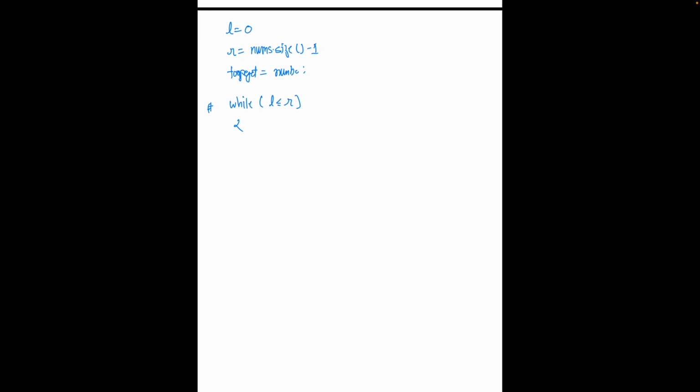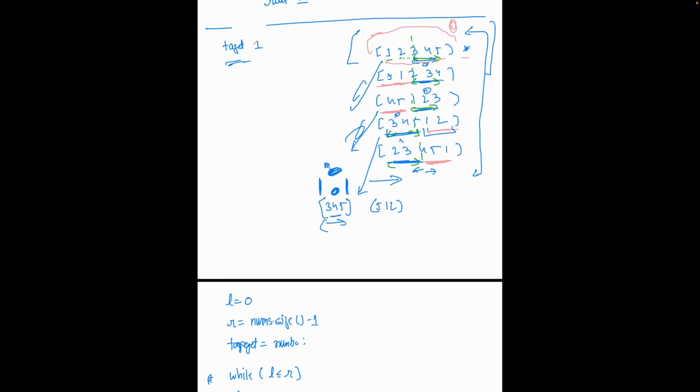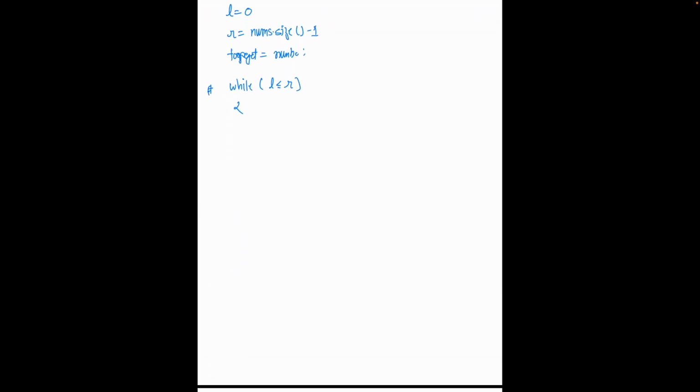So let me actually write the code for it. So left equals 0, and the right pointer will be nums.size() - 1. The target is already given, so let's say target equals some random number. Now we're going to do while L is less than or equal to R. This is a typical binary search while loop. Every time, first we calculate a mid: int mid = left + (R - L) / 2.